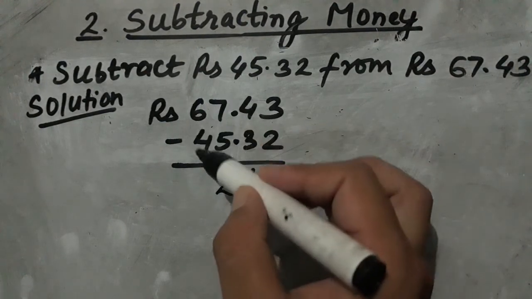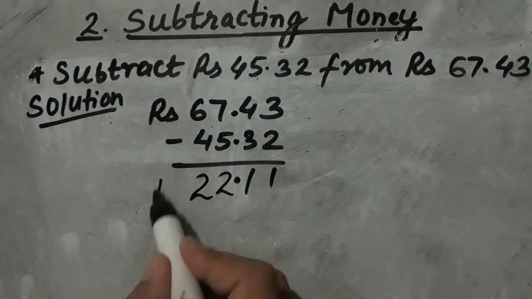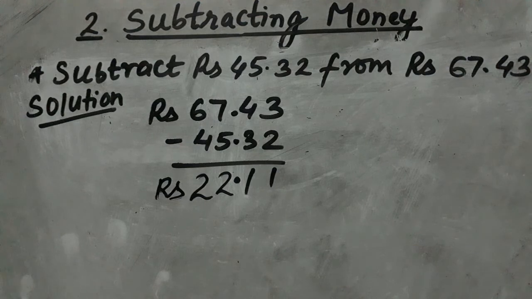Similarly, 6 minus 4 is also 2. So in this way, students, if we subtract rupees 45.32 from rupees 67.43, then our result will be rupees 22.11, which means rupees 22 and 11 paisa.